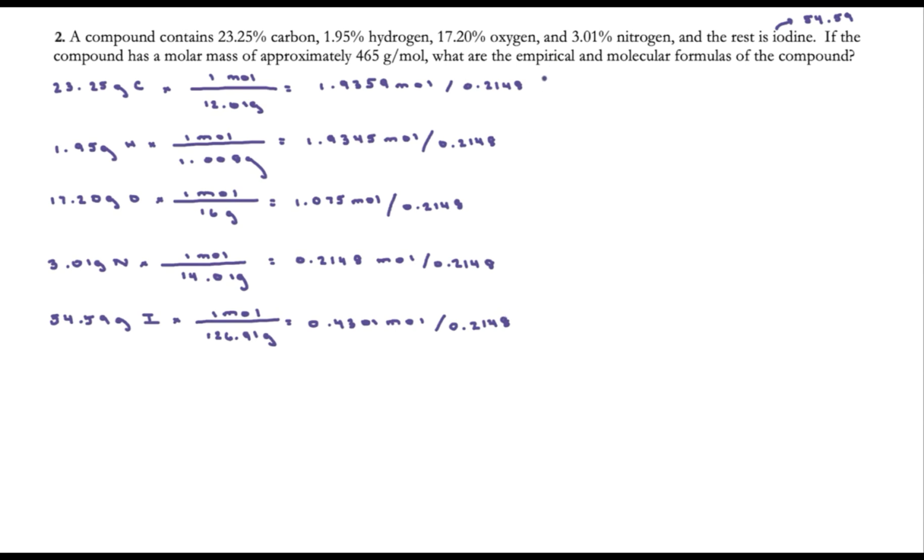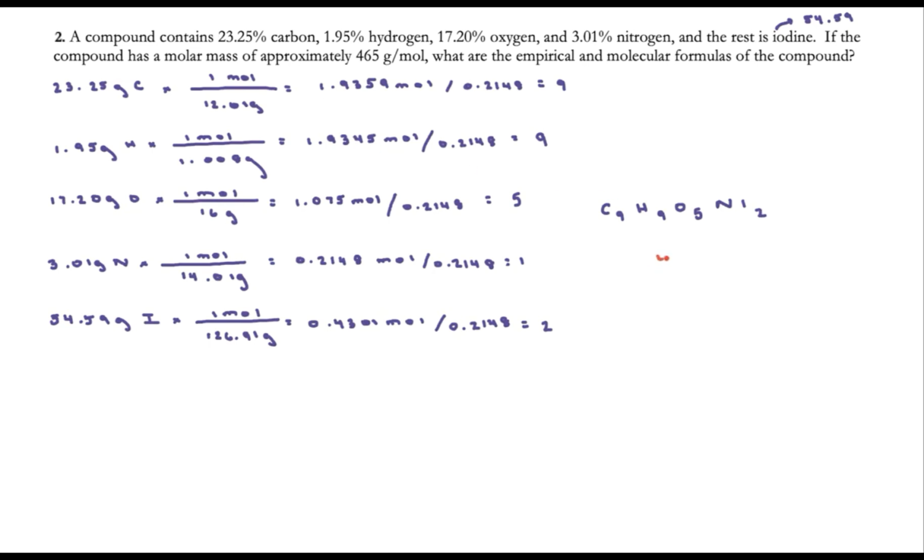And I get 9.01, which is close enough to 9 for me. And I get, again, very close to 9, 9.006. I'm okay with that. I get 5.00, which is close enough to 5 for me here. This would give me 1. And I get 2.00, which here is close enough to 2 for me. So my empirical formula here is going to be C9, H9, O5, N, I2.